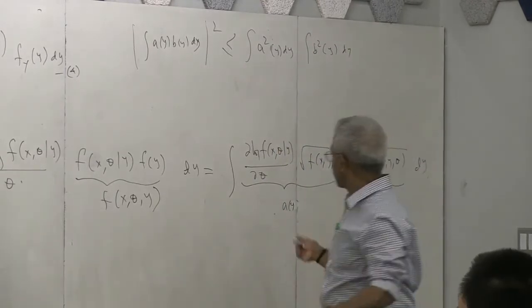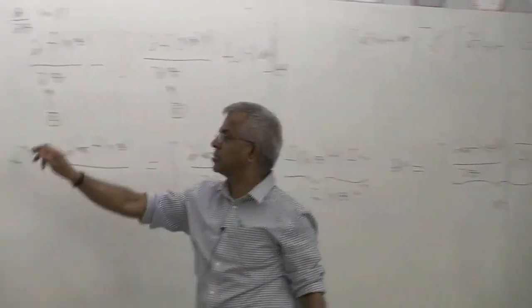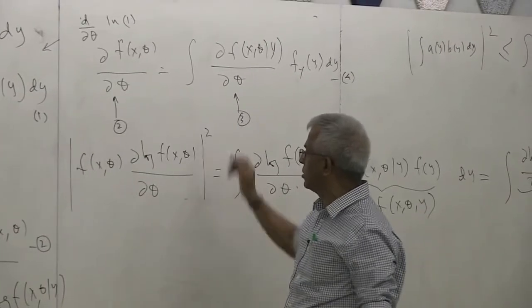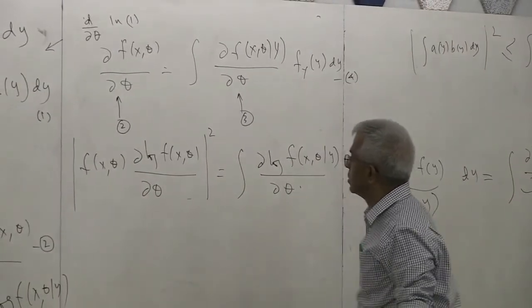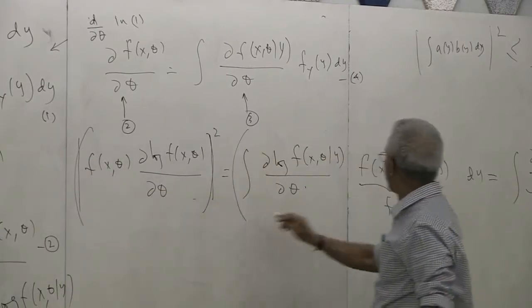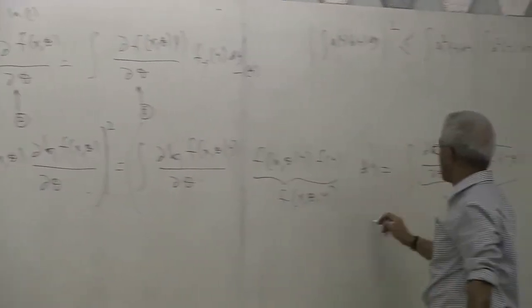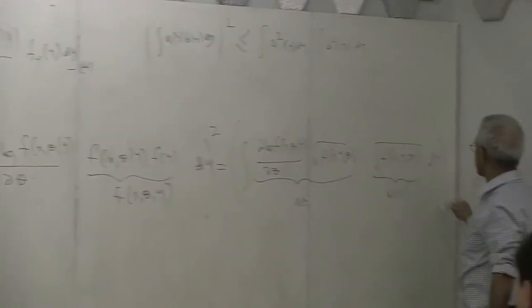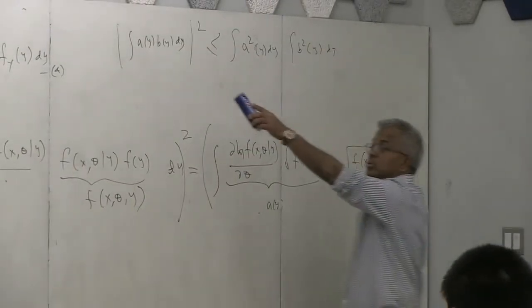So let me, you can write one more line. I'm going to square this, square of this. Remember, absolute value is not required because it's a density function. So squaring this is the same as squaring this, right? It's the same as squaring this. That's where I'm going to use this expression.